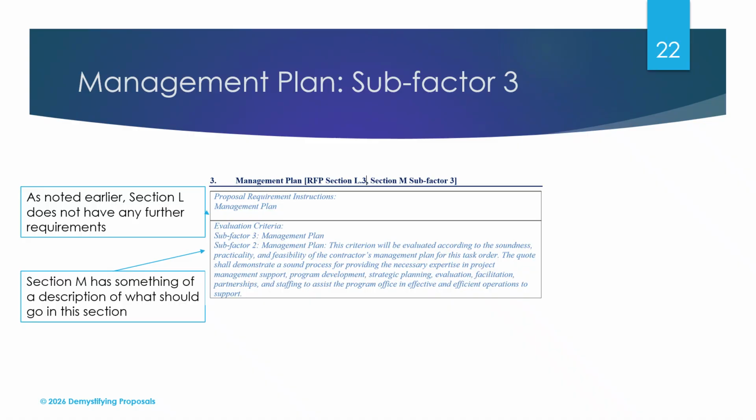Moving on to subfactor 3, the management plan. Here things are going to get hinky because, as I noted earlier, Section L does not have any further requirements for management plan. So as you saw in the previous sections, there was an ABC for technical approach, there was an ABCD for staffing plan. Here there's no further delineation of what they want to see in the management plan in Section L. Now, Section M, the evaluation criteria, does have some details, but it's still a little vague.